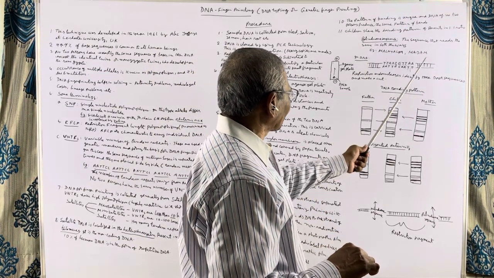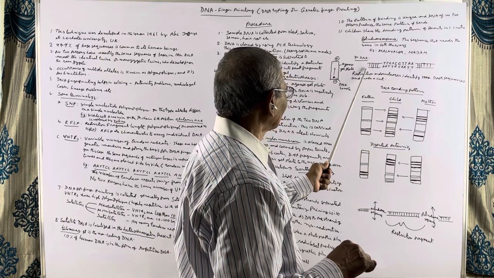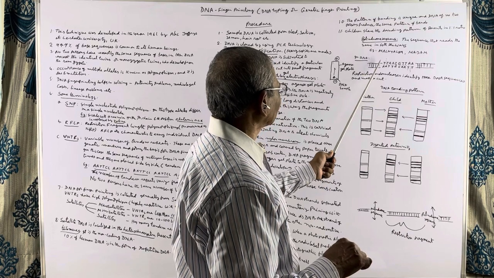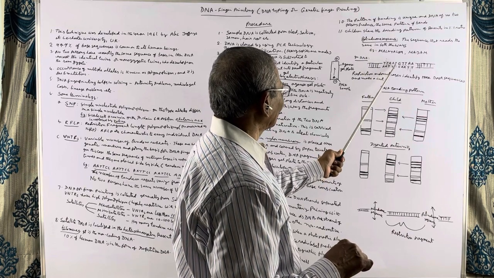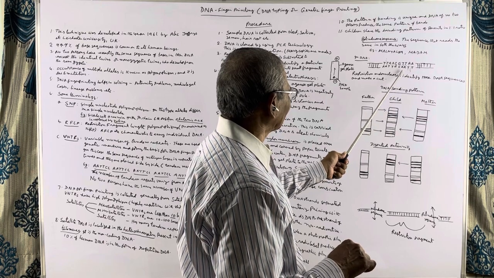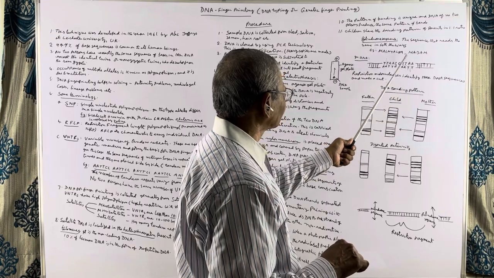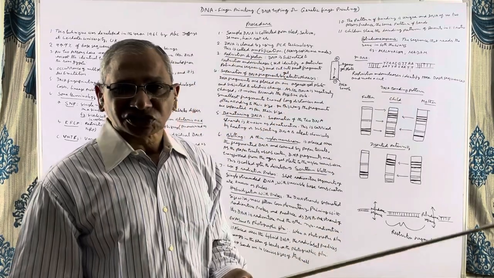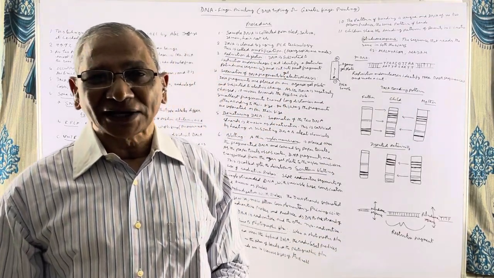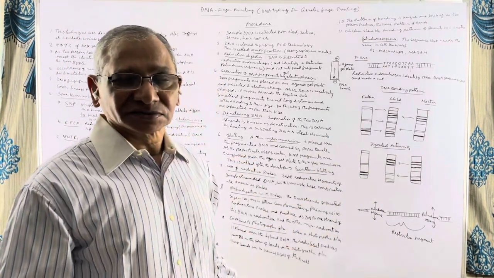So this is the 5-3 direction for this strand, and this is the 5-3 direction for this strand. You take this strand: TTAACGTTAA. Here also you find the same pattern: TTAACGTTAA. This is called the palindrome sequence. The restriction endonucleases identify this type of sequence and make a cut.